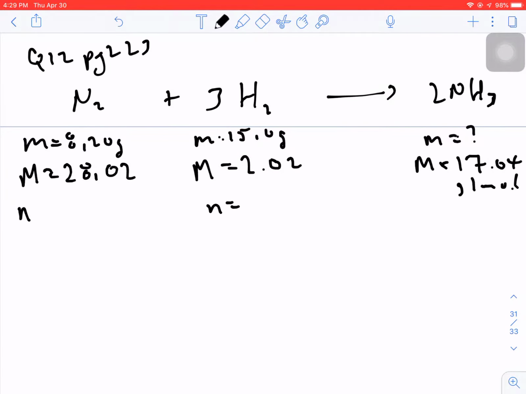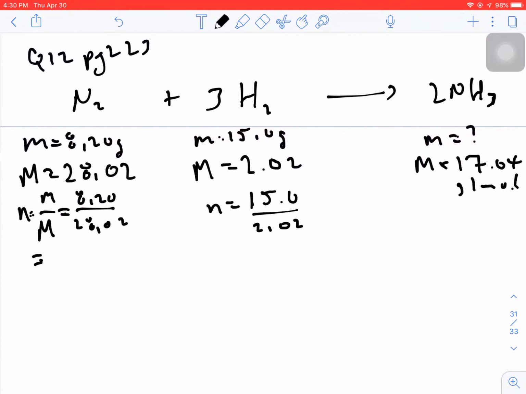Step 3 is to determine my number of moles of nitrogen and my number of moles of hydrogen. Number of moles, remember, is equal to mass divided by molar mass, which here is going to be 8.20 divided by 28.02. And over here, it's going to be the mass 15.0 divided by the molar mass of 2.02.